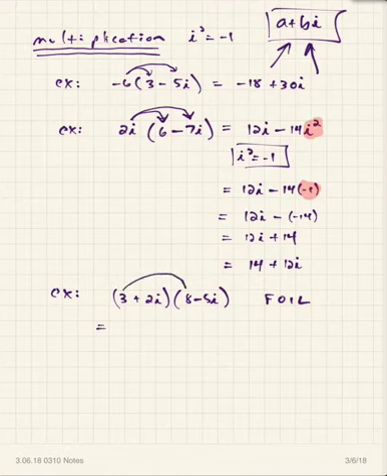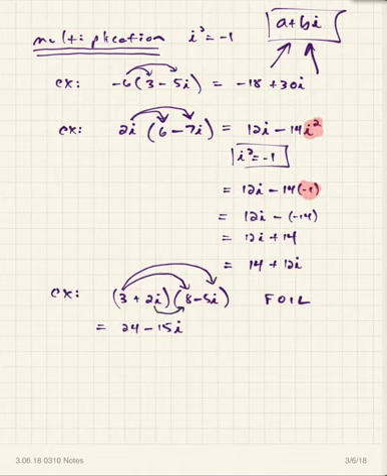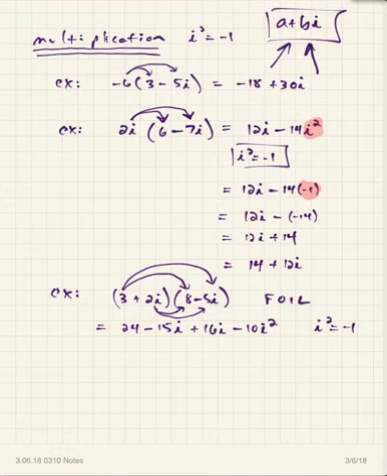And so you get 3 times 8 is 24. Outside, 3 times minus 5i would be negative 15i. And then 2i times 8 would be 16i. And then 2i times negative 5. Now be careful on that last one, because this is where the i squared comes into play. This would be negative 10i squared. And then don't forget that i squared is equal to negative 1. So that comes into play in this problem.